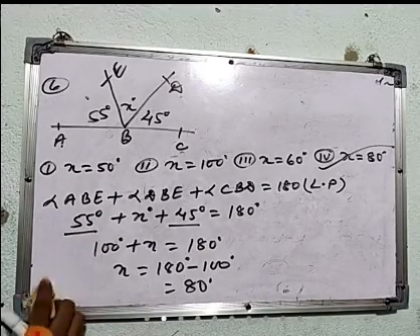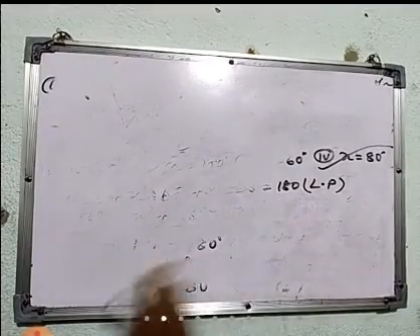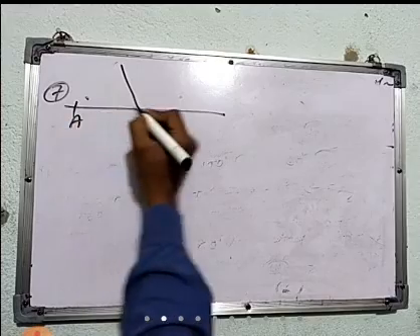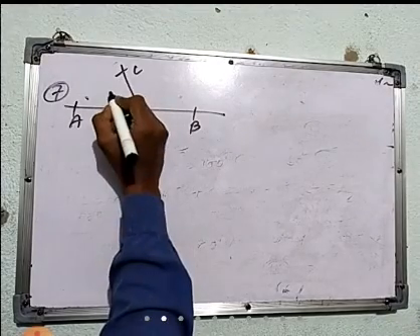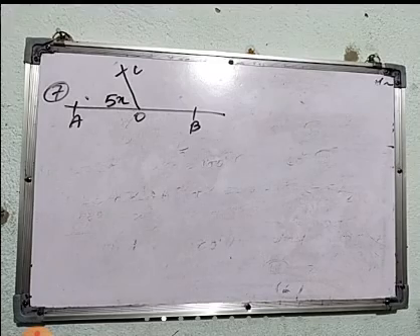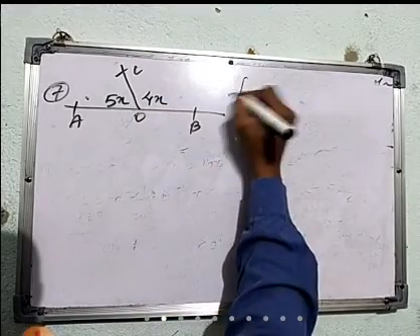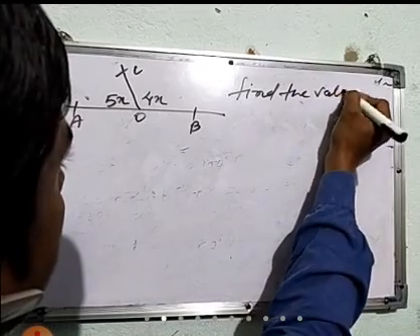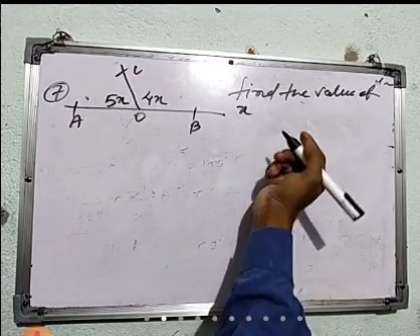The next question. Question 7. You have an angle AOB and C. If angle AOC equals 5x and angle BOC equals 4x, find the value of x.